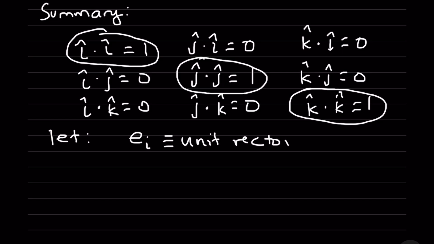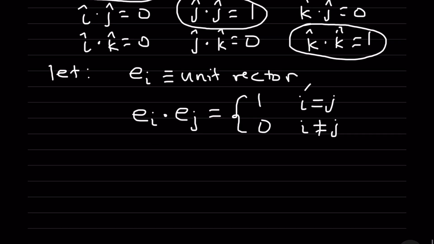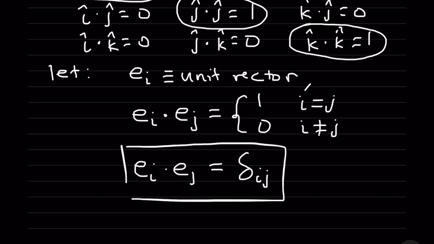There's a simple way for us to write this. If we let e sub i be a unit vector, then the dot product between two unit vectors, e sub i and e sub j, could either be 1 or 0, depending on whether i is equal to j or i is not equal to j. This is actually the property of the Kronecker delta function.